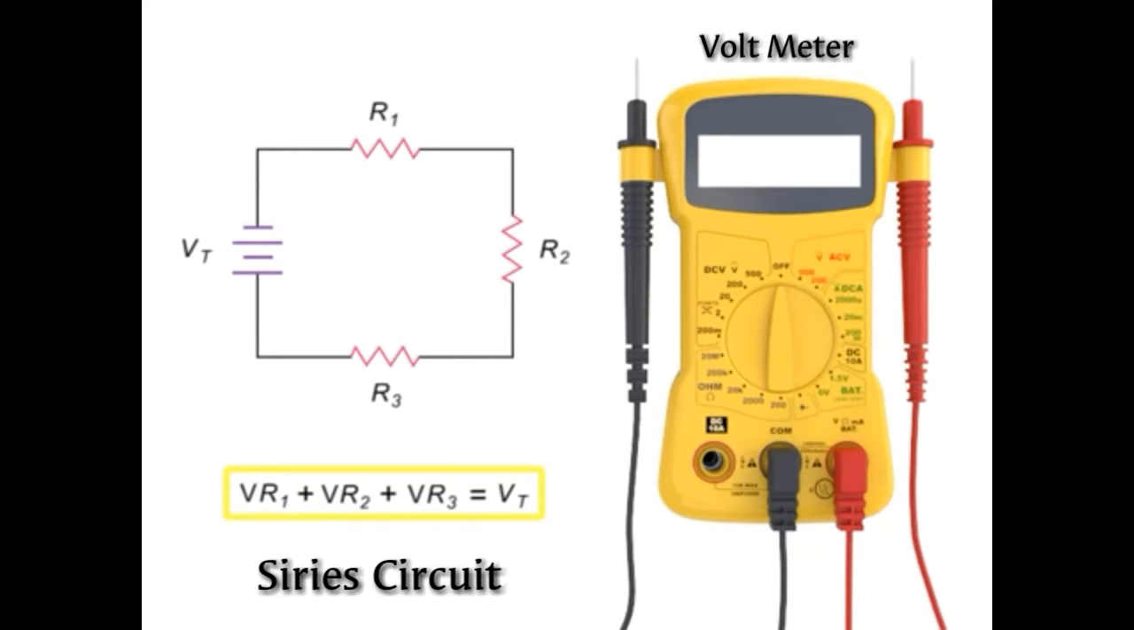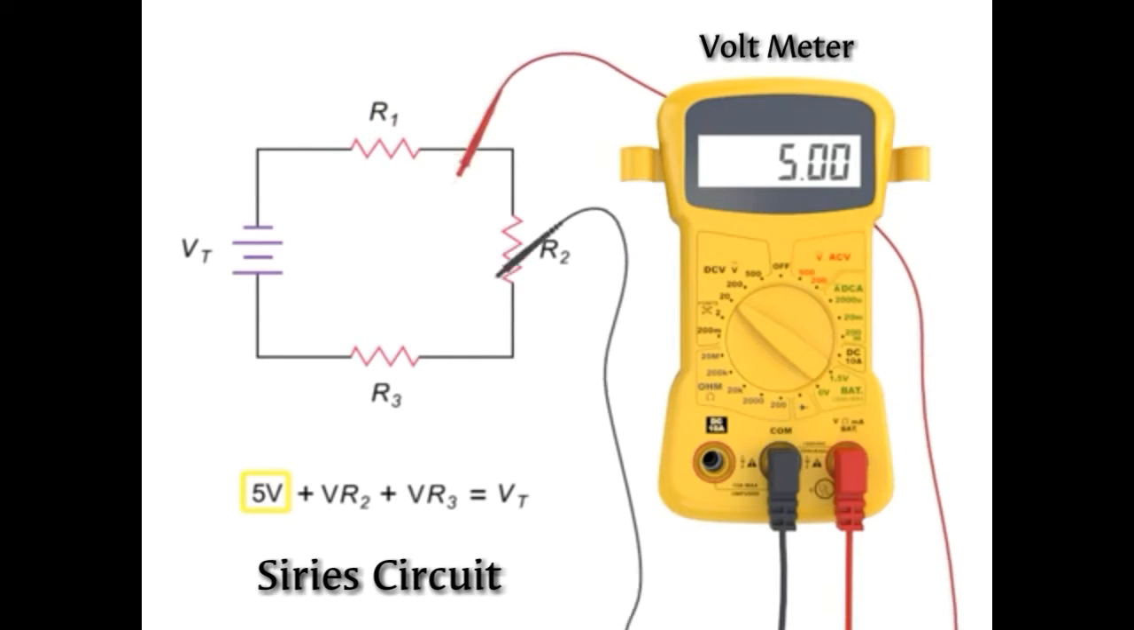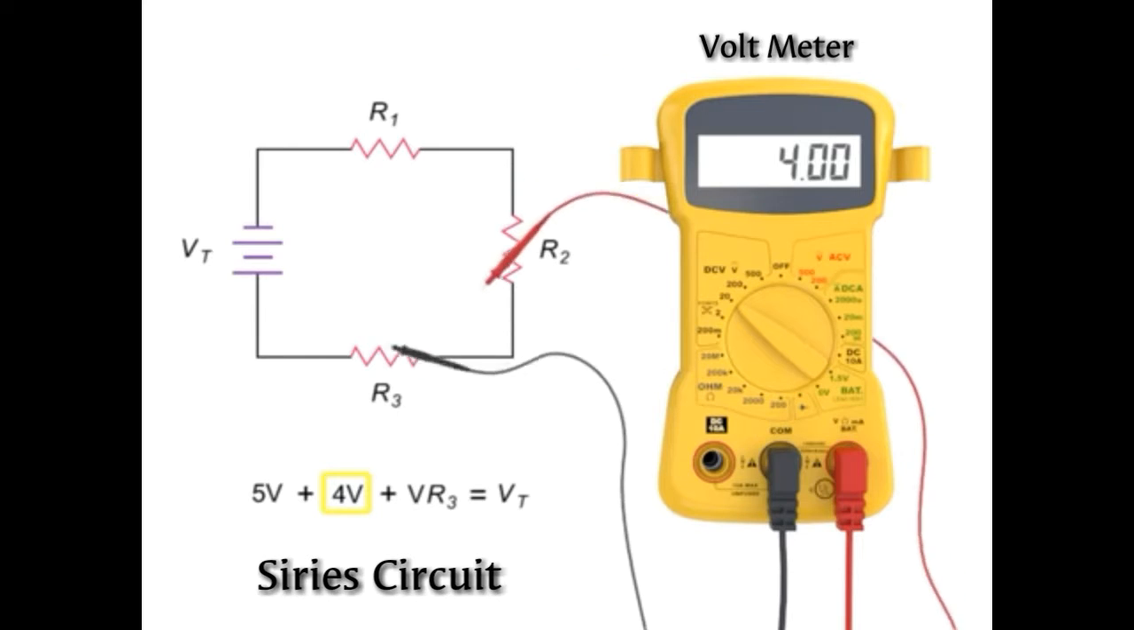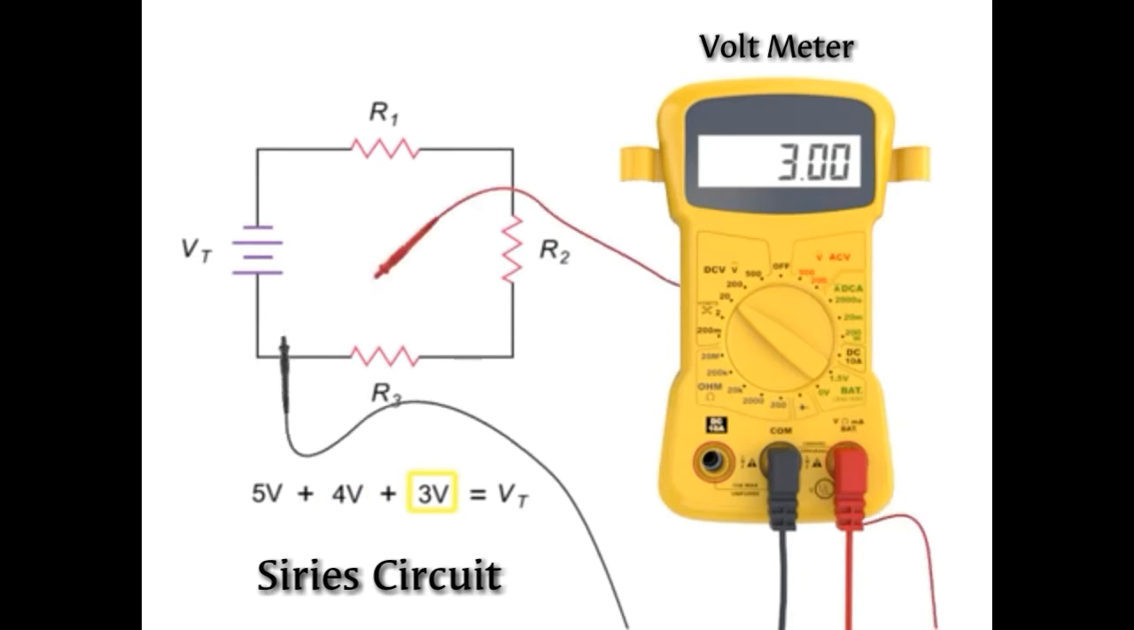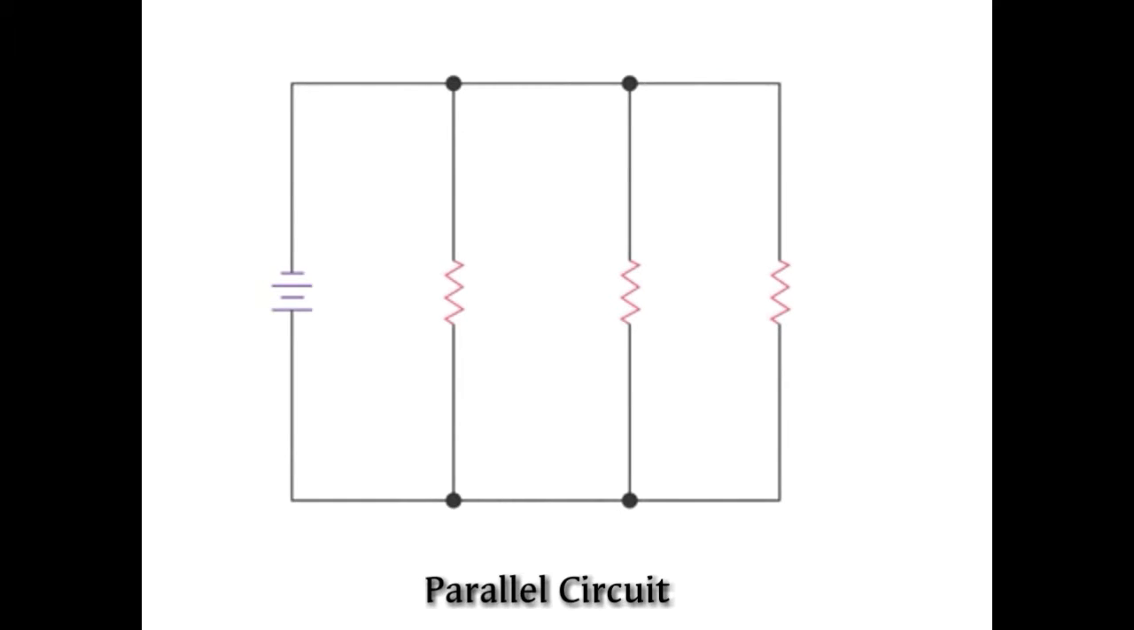By adding the voltage drop across resistors 1, 2, and 3, you can determine the total voltage applied at the source. In this case, the total voltage is 5 volts plus 4 volts plus 3 volts, or 12 volts total voltage. The second basic circuit form is known as the parallel circuit.